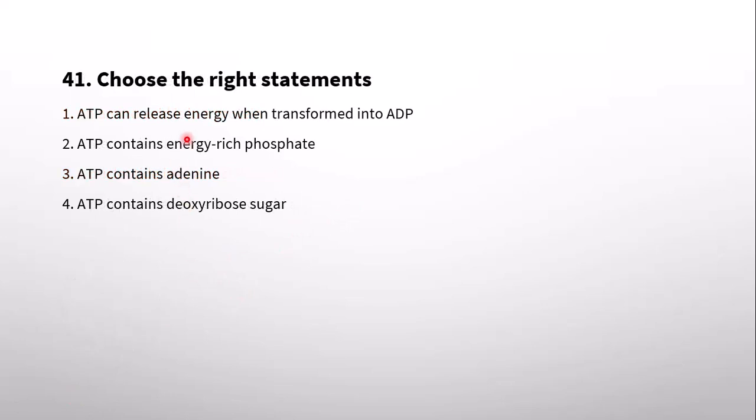41. Choose the right statements. 1 says ATP can release energy when transformed into ADP. Yes, correct. 2. ATP contains energy-rich phosphate. Yes. 3. ATP contains adenine. Yes. 4. ATP contains deoxyribose sugar. No. ATP contains ribose sugar, not deoxyribose. So 1, 2, and 3 are correct. A.